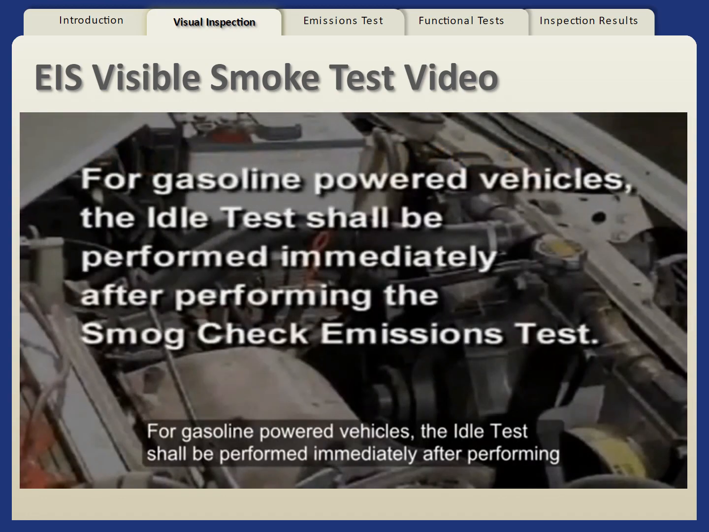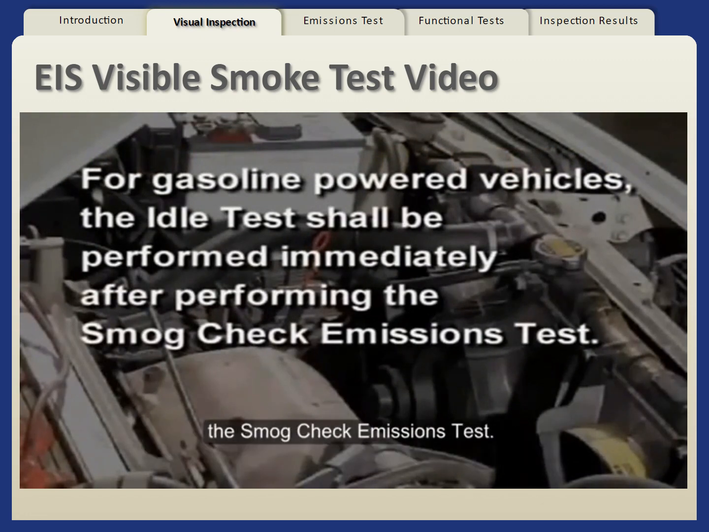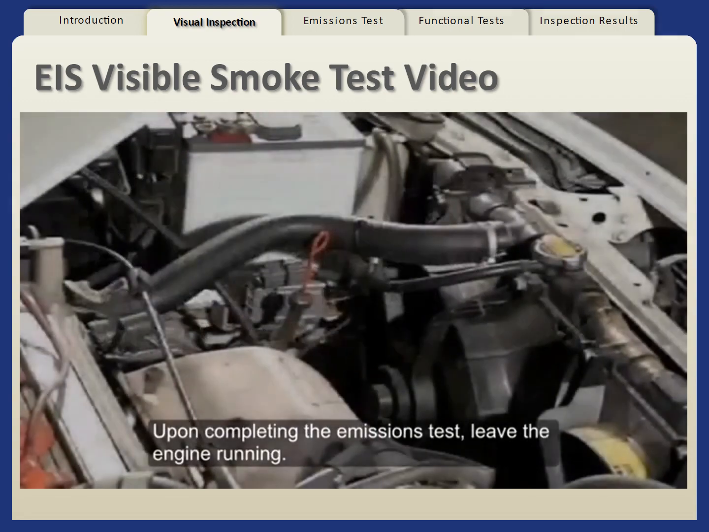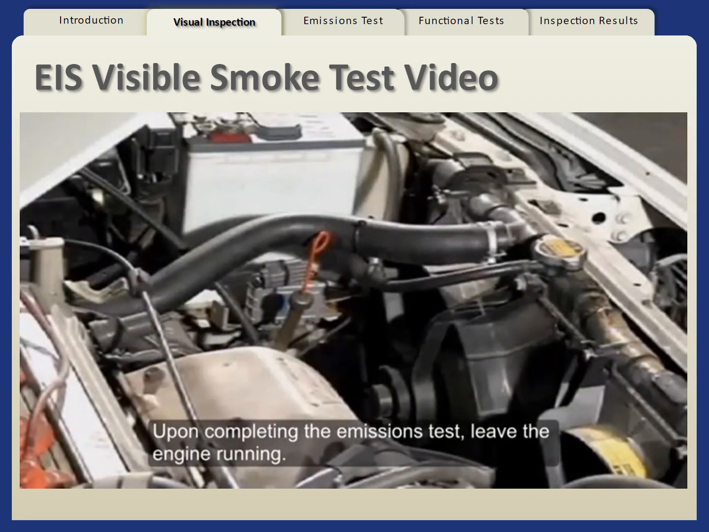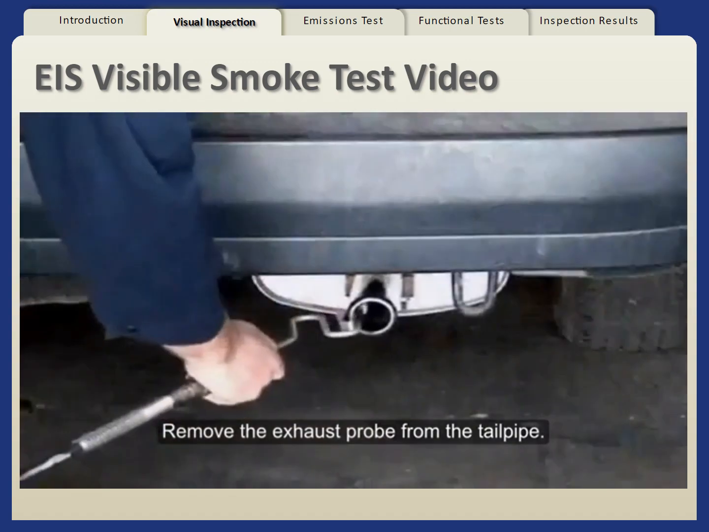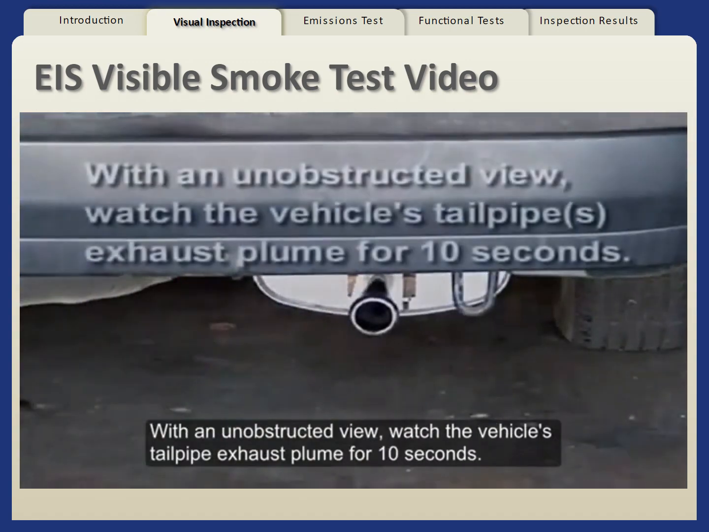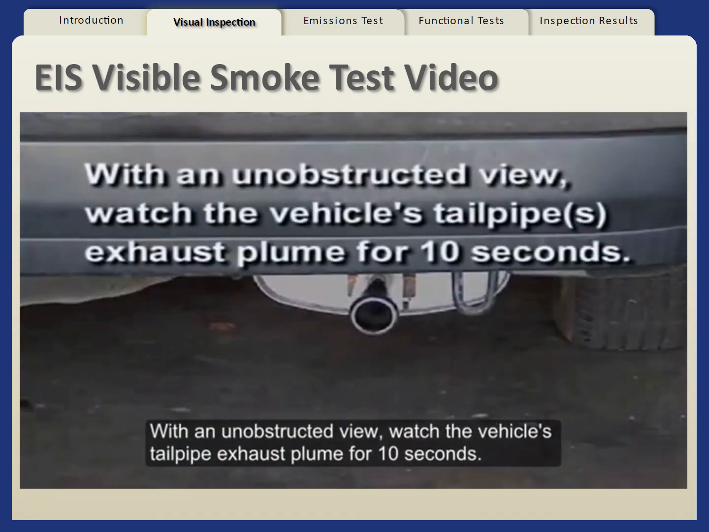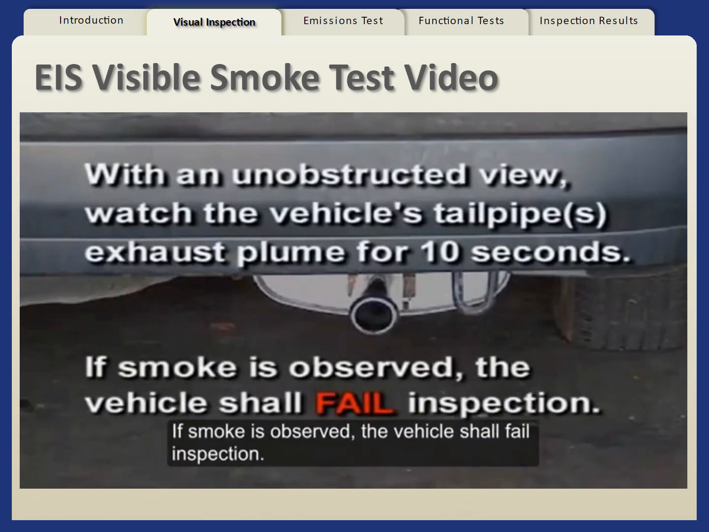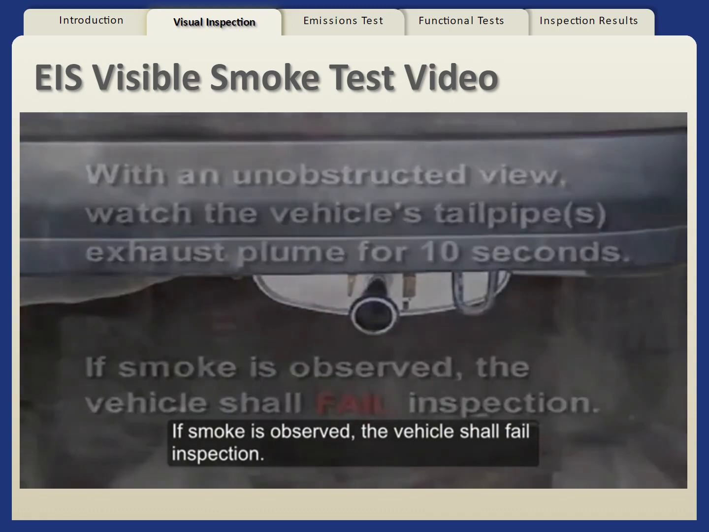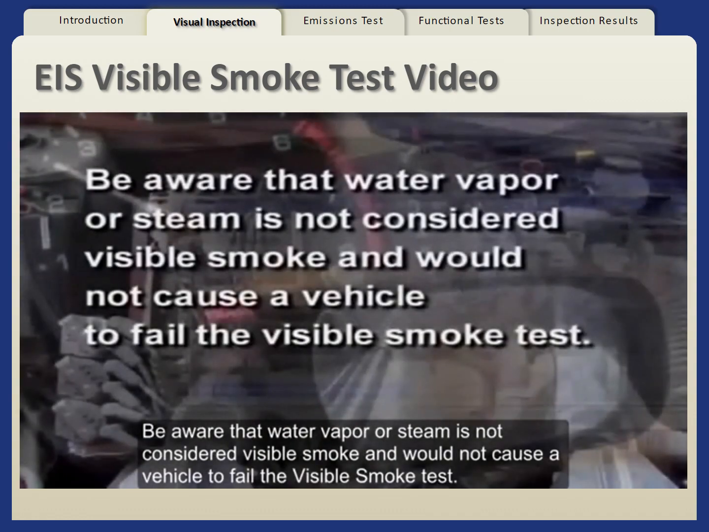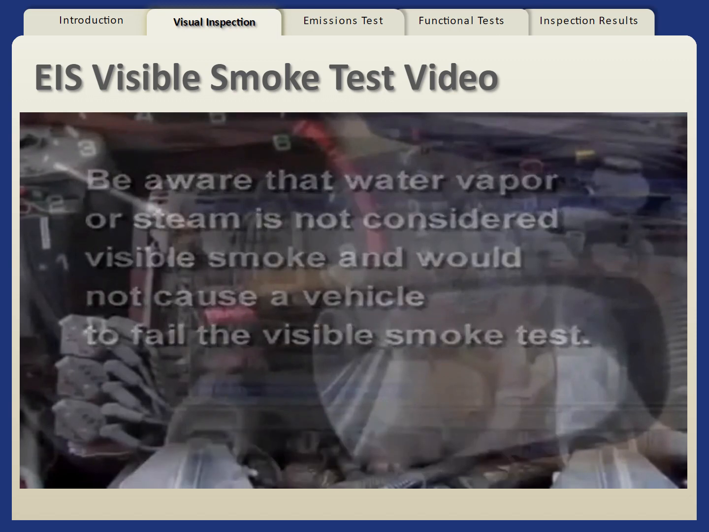For gasoline-powered vehicles, the idle test shall be performed immediately after performing the Smog Check emissions test. Upon completing the emissions test, leave the engine running. Remove the exhaust probe from the tailpipe. With an unobstructed view, watch the vehicle's tailpipe exhaust plume for 10 seconds. If smoke is observed, the vehicle shall fail inspection. Be aware that water vapor or steam is not considered visible smoke and would not cause a vehicle to fail the visible smoke test.